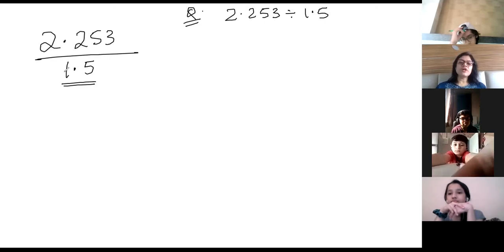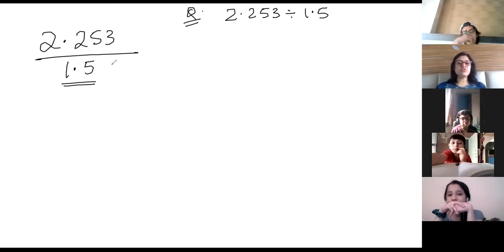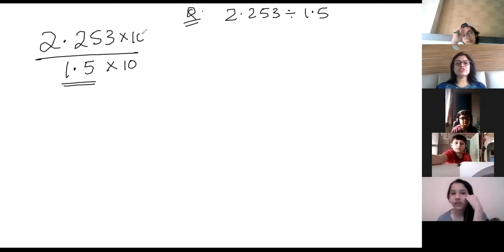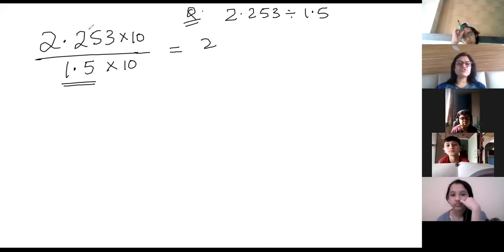So convert 1.5 into 15. I will multiply by 10. Since I'm multiplying the denominator by 10, I'll again multiply by 10 in the numerator also. So numerator is now one decimal shift to the right, which is 22.53, and in the denominator you have 15.